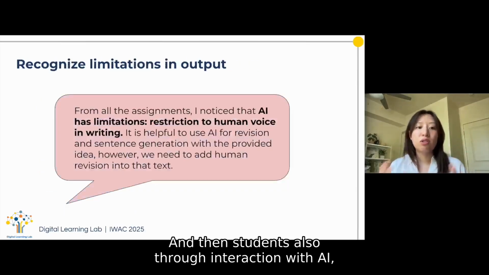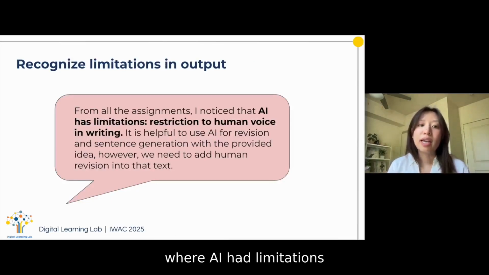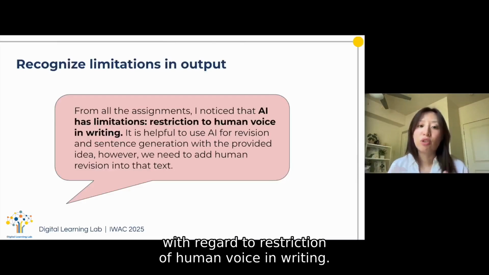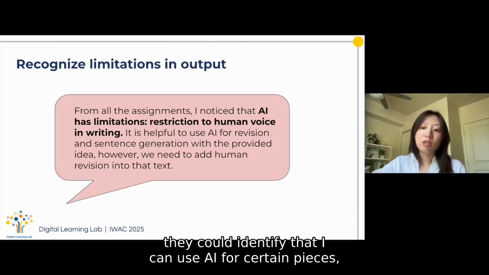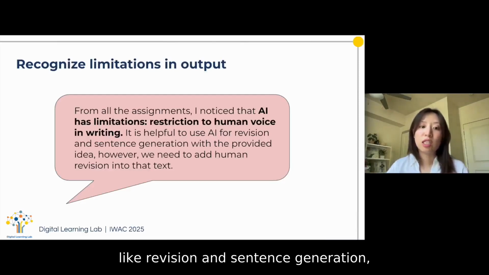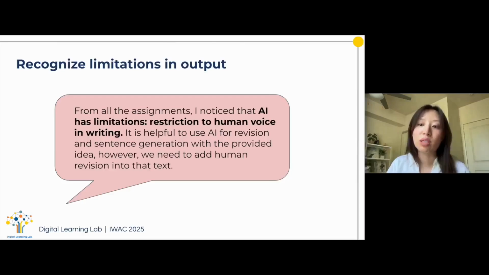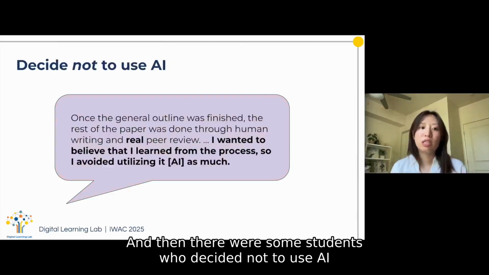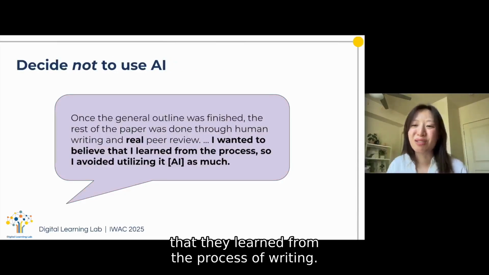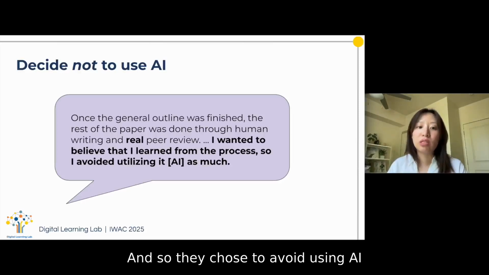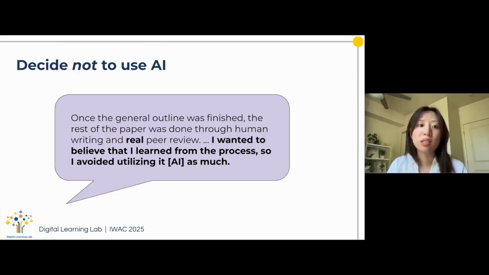And then students also, through interaction with AI, recognized some limitations in their output, where AI had limitations with regard to restriction of human voice in writing. And through that interaction, they could identify that I can use AI for certain pieces, like revision and sentence generation, but the human is still very important in that to bring in that voice. And then there were some students who decided not to use AI because they wanted to believe that they learned from the process of writing. And so they chose to avoid using AI because they felt that it could impede in that learning process.